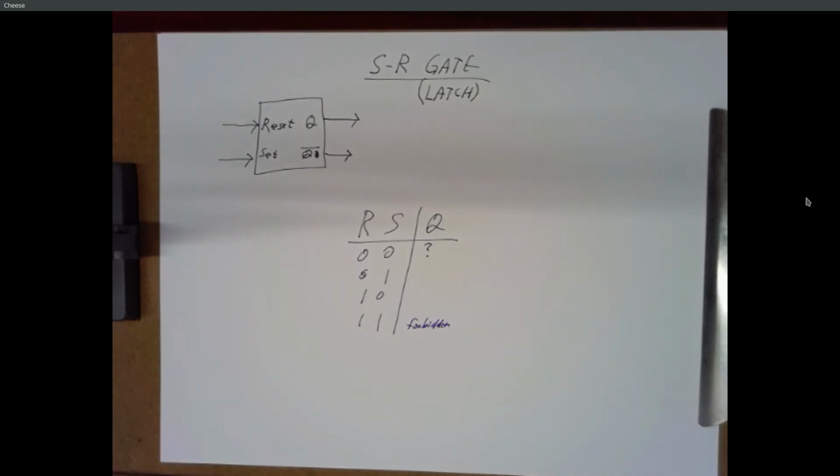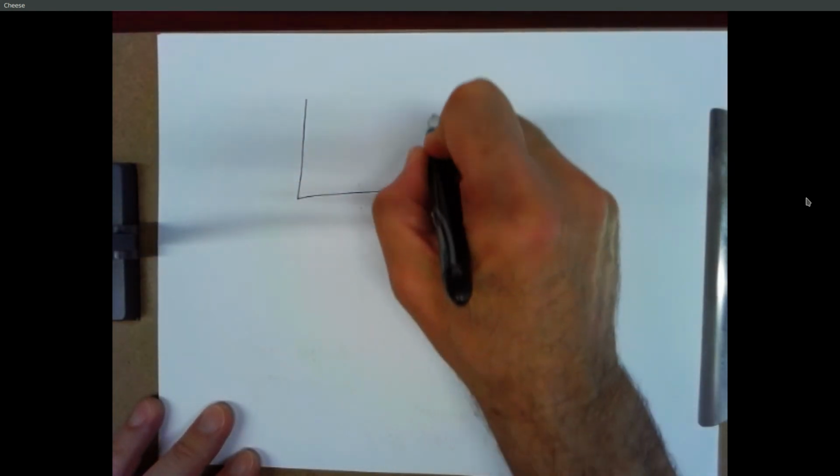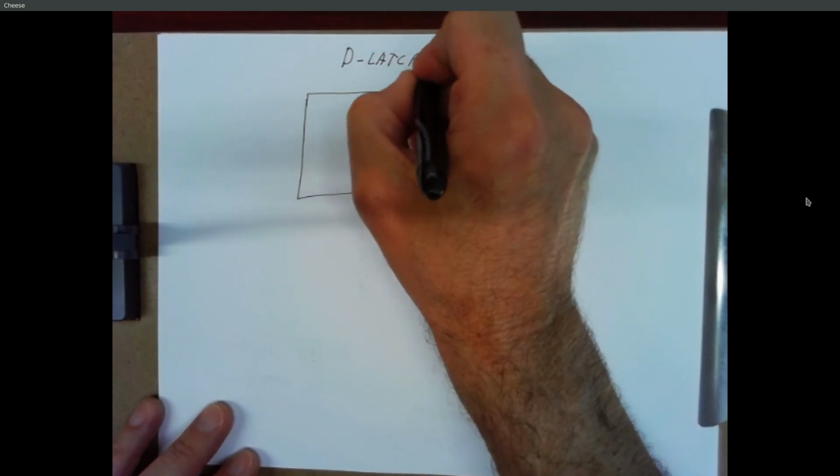Okay, so it can remember the last event that occurred, but that's not the most useful kind of gate that we might want. A more typical situation would be something like this. So I'm going to call this a D latch, or a D gate.